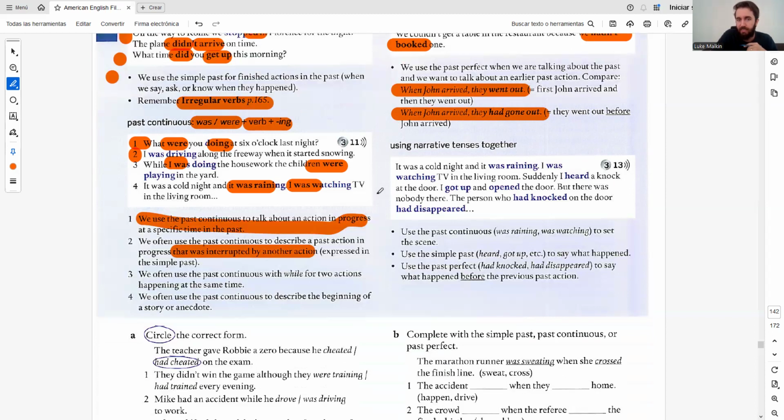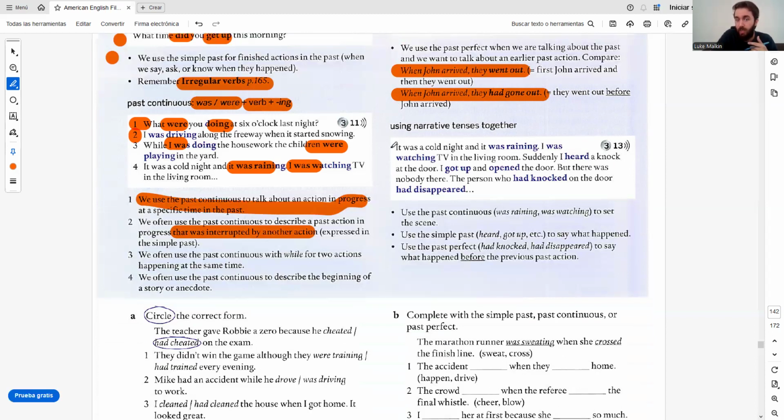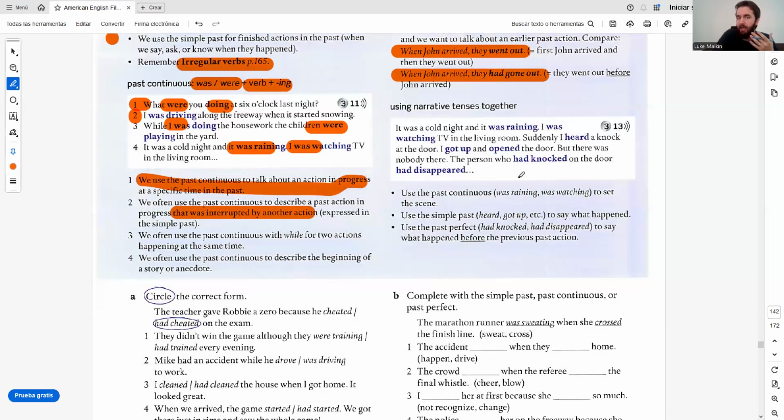Using narrative tenses together, it was a cold night and it was raining. I was watching TV in the living room. Suddenly, I heard a knock at the door. I got up and opened the door, but there was nobody there. The person who had knocked on the door had disappeared.